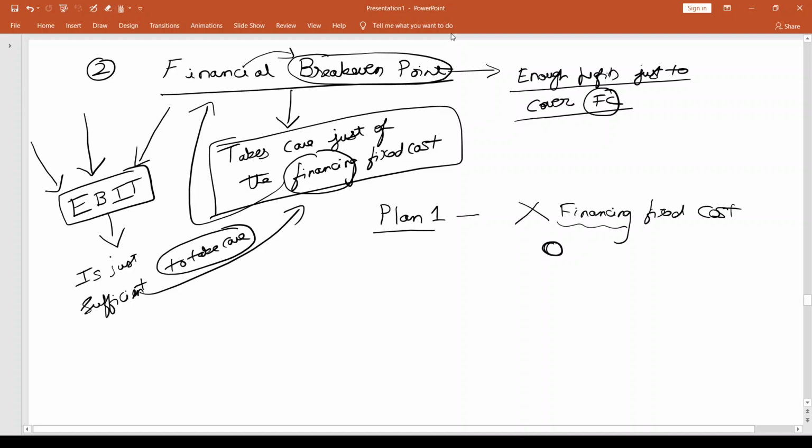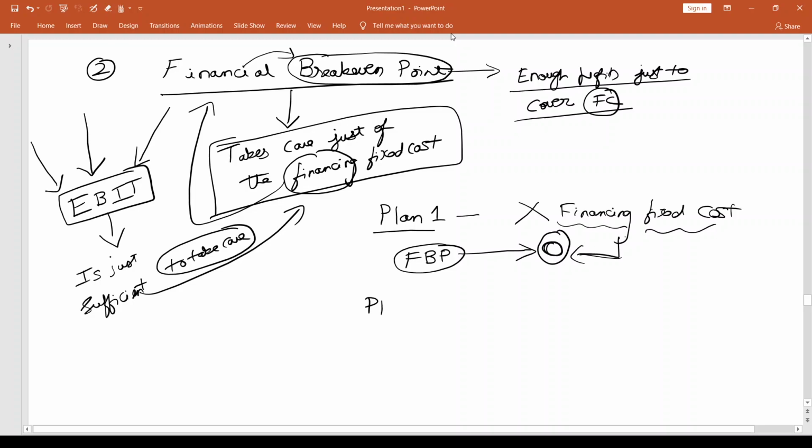So the financial break-even point, let me abbreviate this as FBP. The FBP for plan 1 is going to be 0, because if I'm thinking only of operating profits to take care of my fixed financing cost, when there's no fixed financing cost, I don't need anything at all. So 0 is the financial break-even point if the financing is all equity financing. This is always going to be true. If your financing is all equity, then your financial break-even point is going to be 0, because there is no fixed financing cost that you need to take care of.